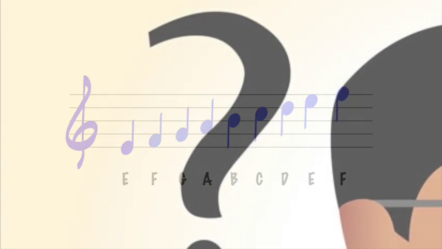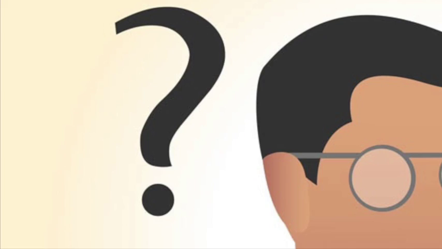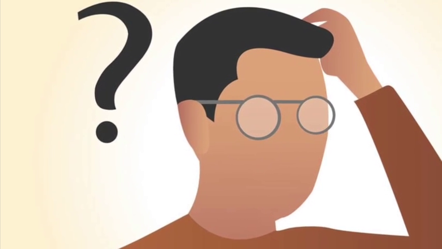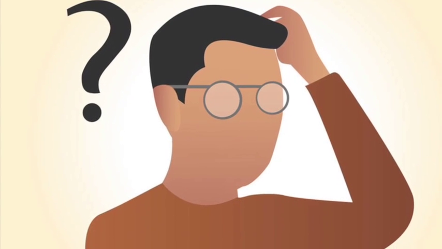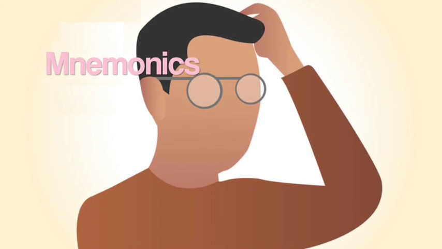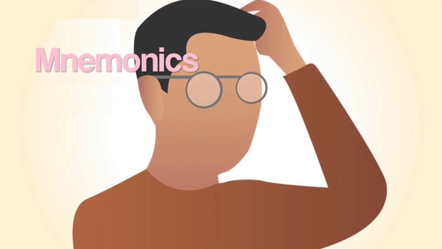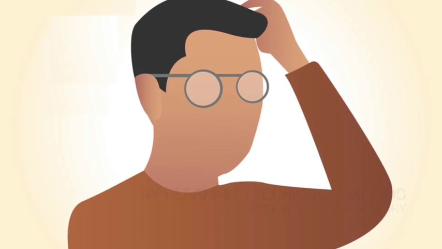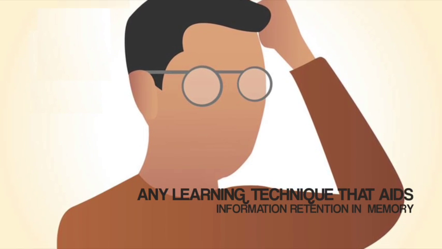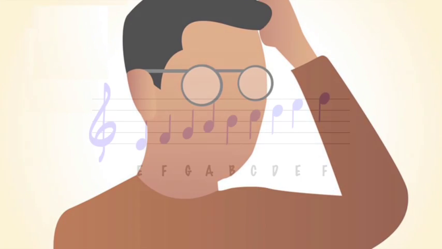How can you possibly remember all of that though? If you don't already play an instrument and you have to learn it, how are you going to go about it? Well, for thousands of years, people have been using a device known as mnemonics, which, as you can see, is not necessarily spelled exactly how it sounds, but it's a way of helping your brain to remember something new.